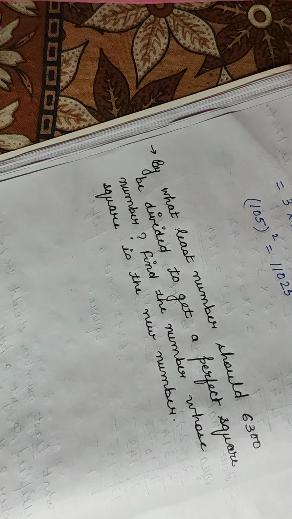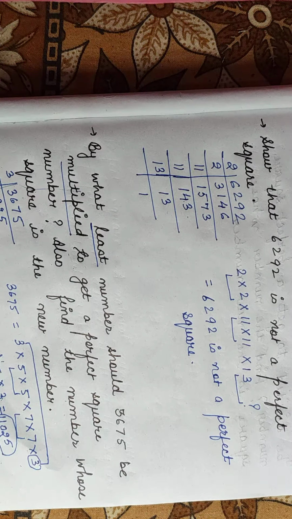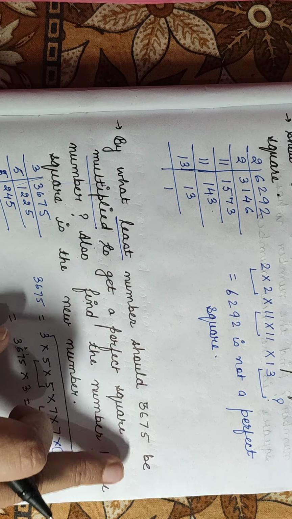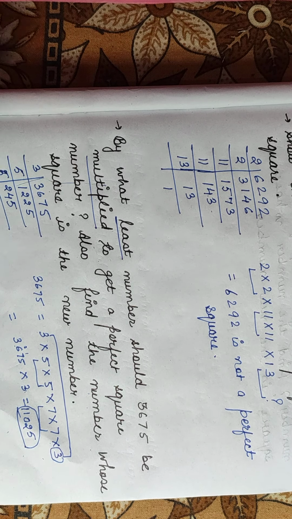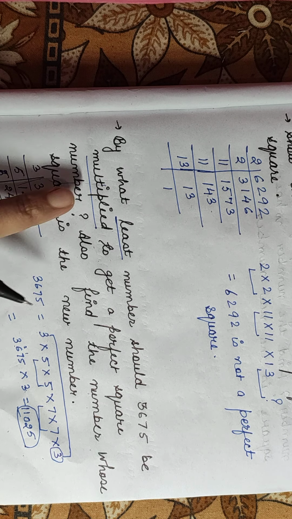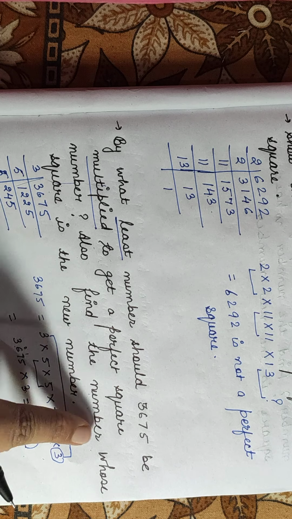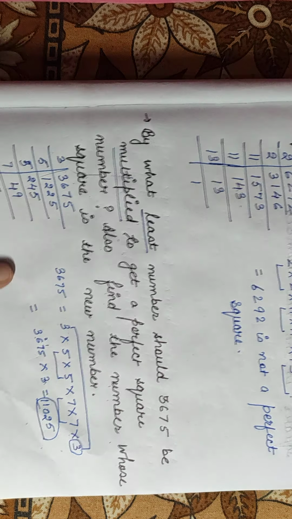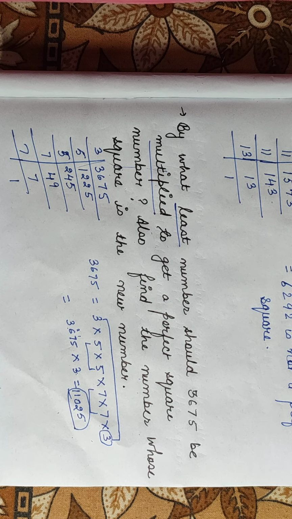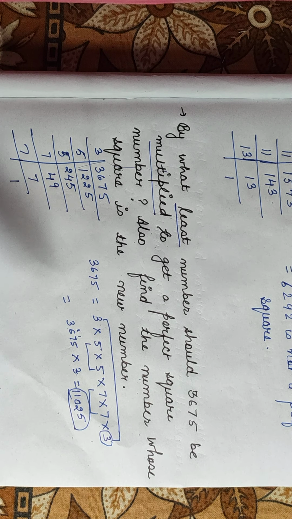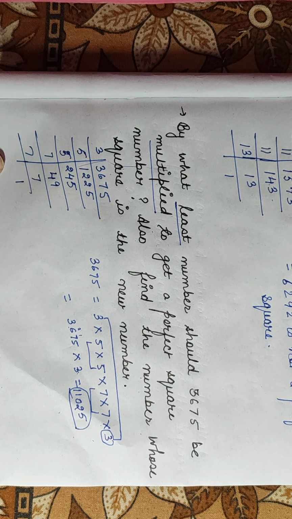Is it clear? Again, I will make you understand the question. By what least number should 3675, least means smaller number, be multiplied, not greater number, to get a perfect square number? Also find the number whose square is the new number. So first we need to check whether this is a perfect square or not. As from the question, it is clear that this is not a perfect square. Clear? So we need to calculate the factors.